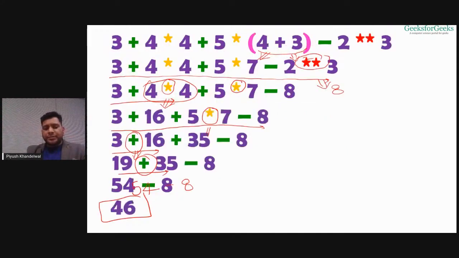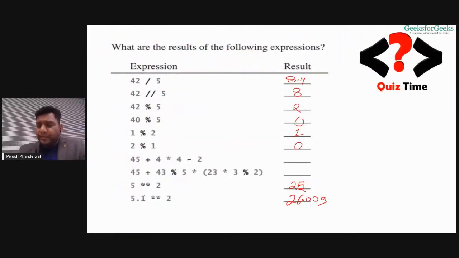Now we'll apply these operator precedence rules and try to figure out the answer for this expression first. So we have 45 plus 4 into 4 minus 2. The operator with highest precedence is 4 into 4, so this will evaluate to 16. Then we have 45 plus 16 minus 2, right? So 45 plus 16 will be evaluated first. That is 61, minus 2. That is going to be 59, I think. I hope this matches your answer. So it is going to be 59.